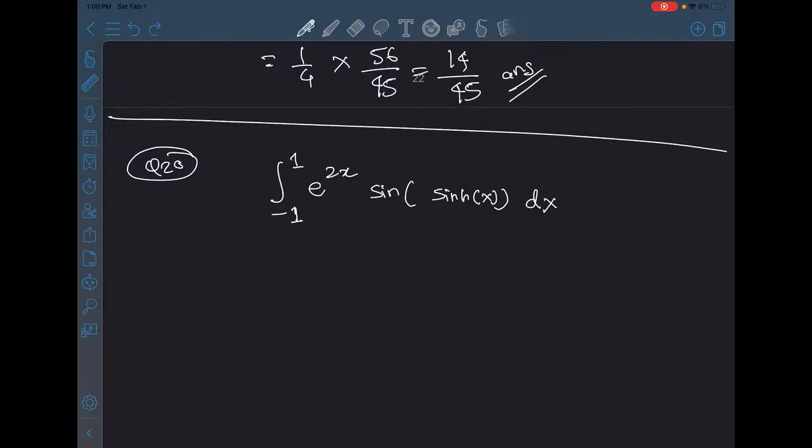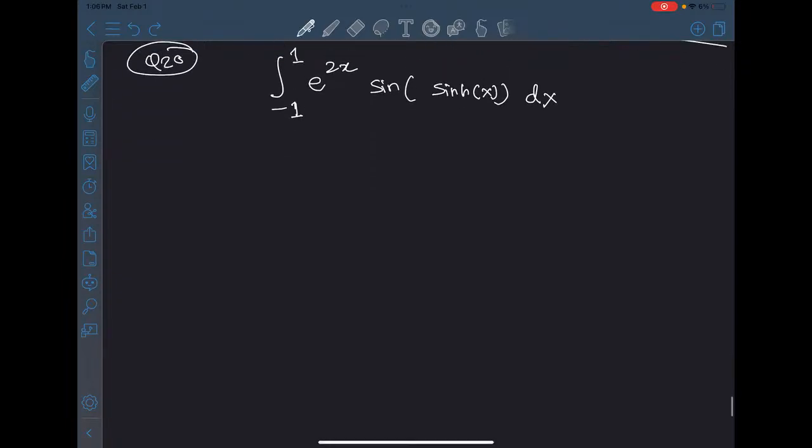But that also looks complicated to me, guys. What about the definition of sinus x? Yeah, we can definitely do that, guys. Okay, so definitely let's go with that then. All of you are suggesting the same thing. Okay, let's go with that. Minus 1 to 1 e to the power 2x sine of e to the power x minus e to the power minus x by 2, right?